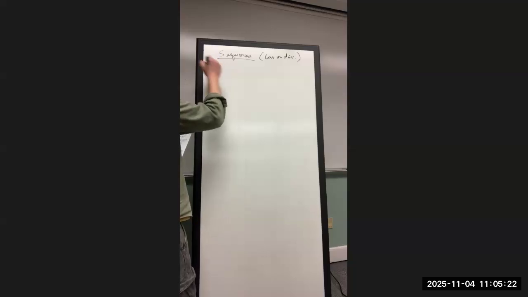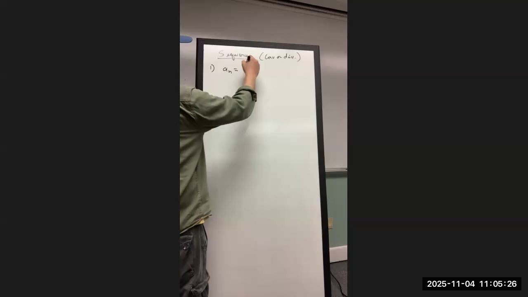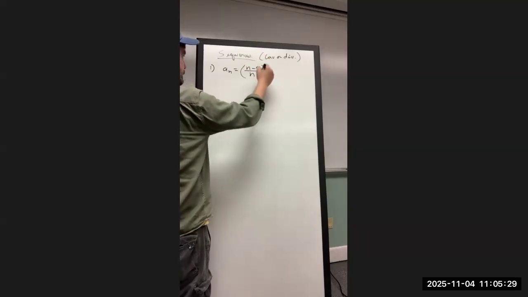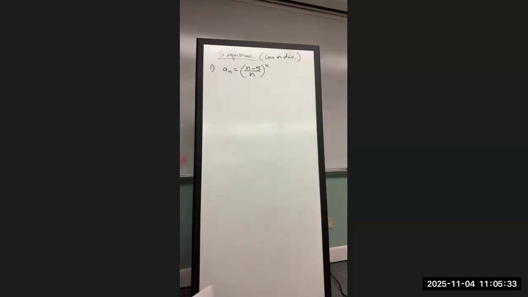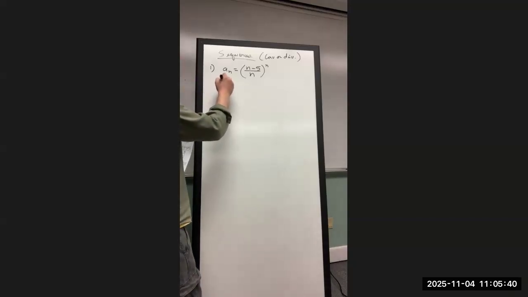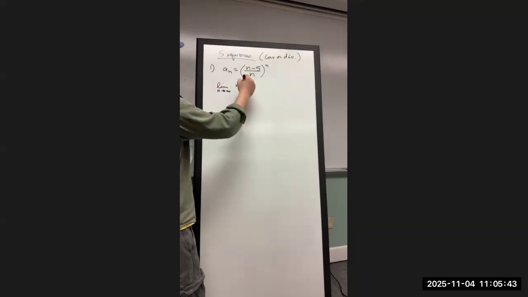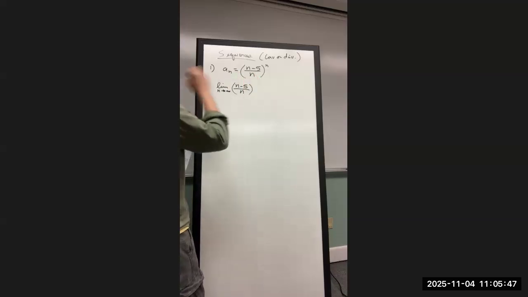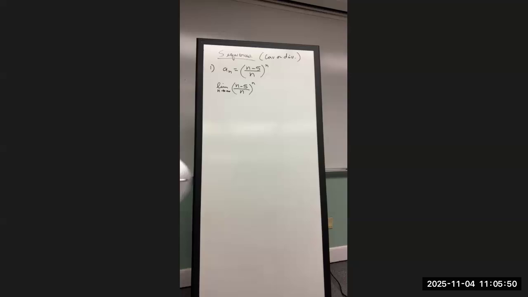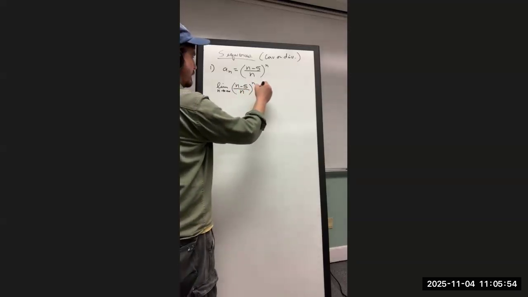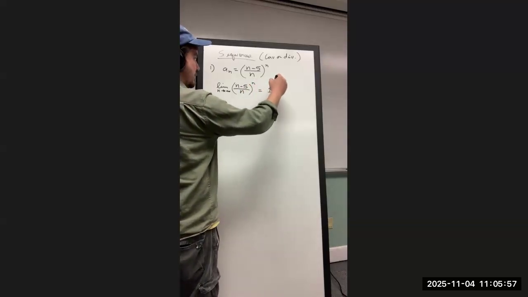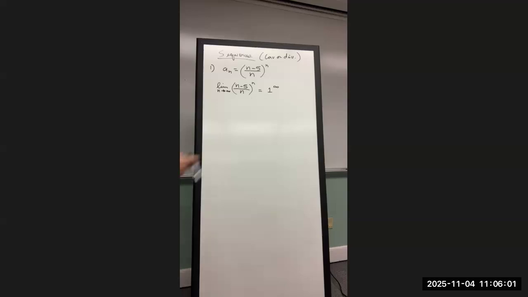So let's look at this first one. This is just a sequence. We're going to want to look at the limit of this thing as n goes to infinity. If we plug this in, we just look at what's happening at infinity. This is going to be 1 to the infinity. The limit of the interior, since we have a rational polynomial with the same degree in the numerator and denominator, is going to converge to the ratio of the leading coefficients, which is just 1 over 1.